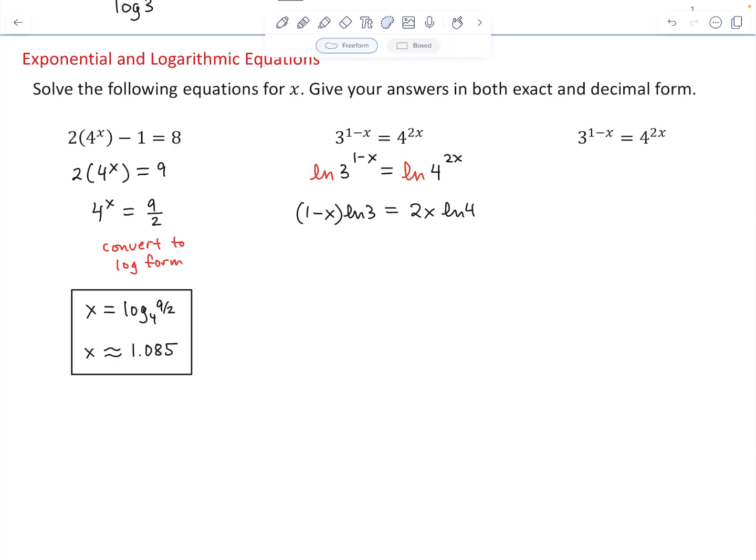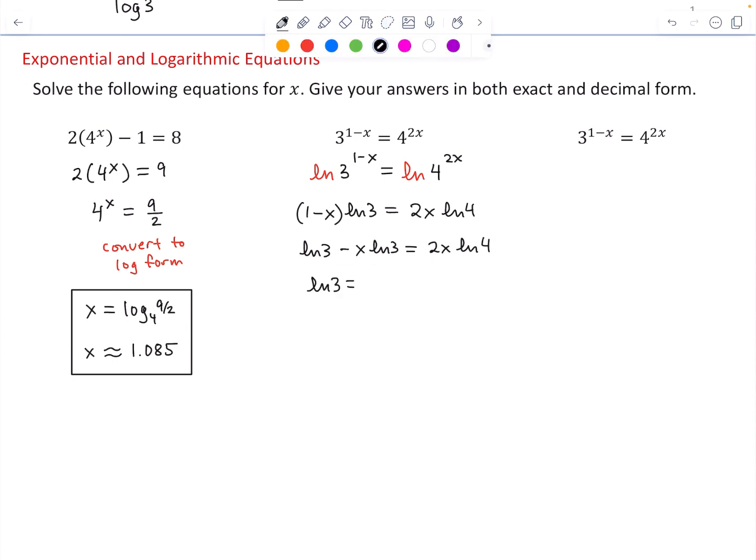In fact, I'm now going to take this natural log of 3 and distribute it across these parentheses. So 1 times natural log 3 is just natural log 3, minus x times natural log 3, and this is equal to 2x natural log 4. And now observe we have x's still in two locations, but they are no longer parts of exponents. So I need to gather all the terms on one side of the equation that have x, so I can either add this term to the other side or subtract it, but I'll choose to add this term here to the right side of the equation.